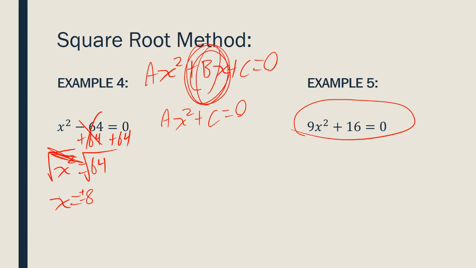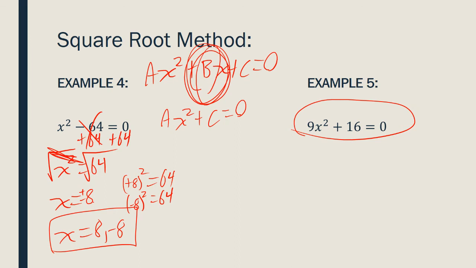Because in reverse, if I were to square both of these, positive 8 squared is equal to 64, and negative 8 squared is equal to 64. So my answer is either 8 or negative 8. And to double check, I could plug that back in here for x to make sure that that actually does work. But notice I didn't need to use factoring. I didn't need to use a quadratic formula. I just had to use what I know about square roots. And I can do the same thing over here.